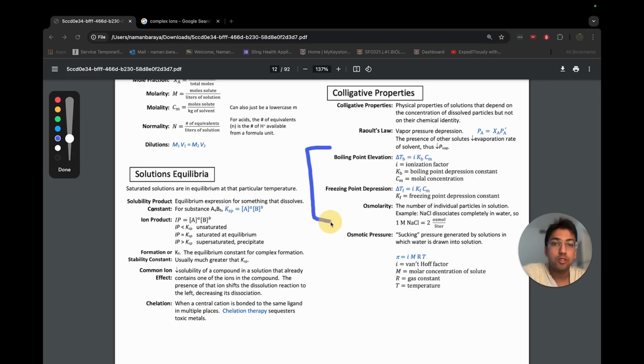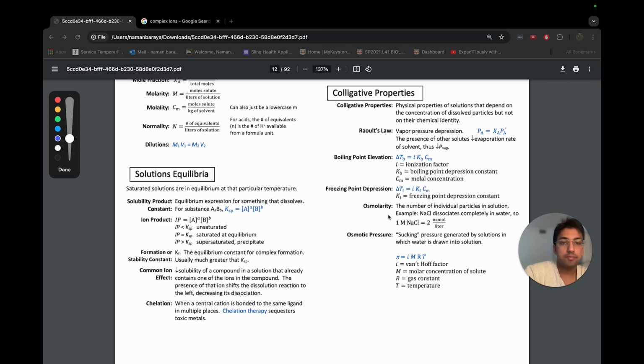So I try to always remember that solutes are going to increase the range of my freezing and boiling points. It's going to make the boiling point higher, and it's going to make the freezing point lower. Then we have Raoult's law, and that's vapor pressure depression. That's basically saying the presence of other solutes will decrease the evaporation rate of the solvent, and so that means that there's a decrease in the pressure for vaporization. So that's also an important thing to know.